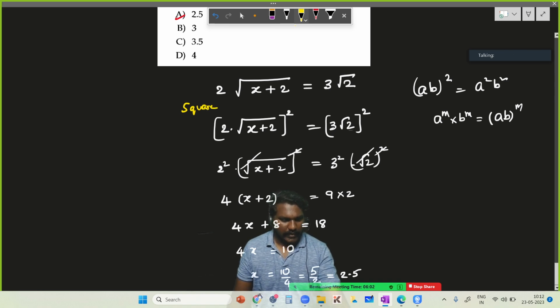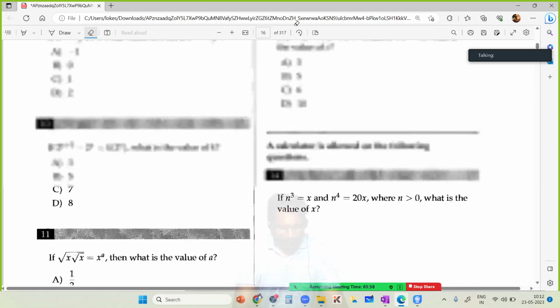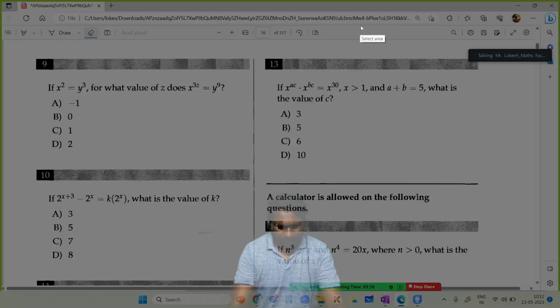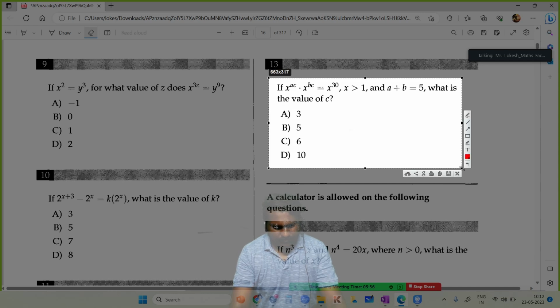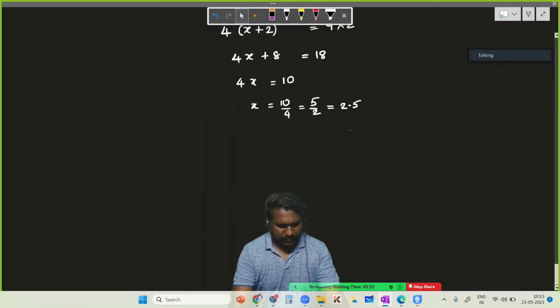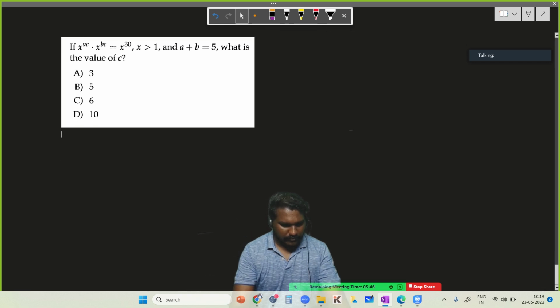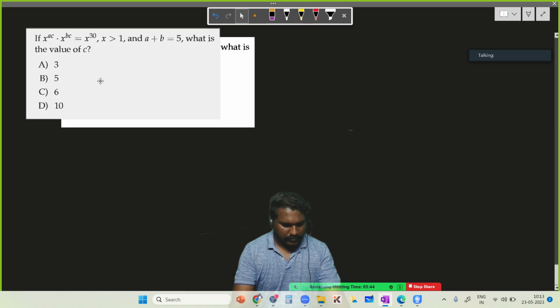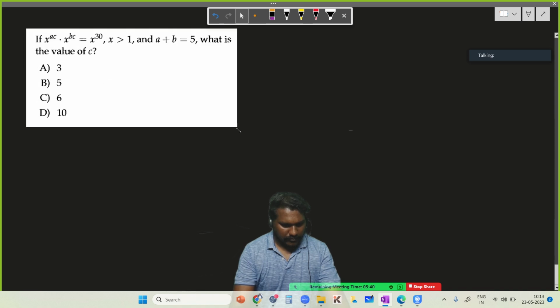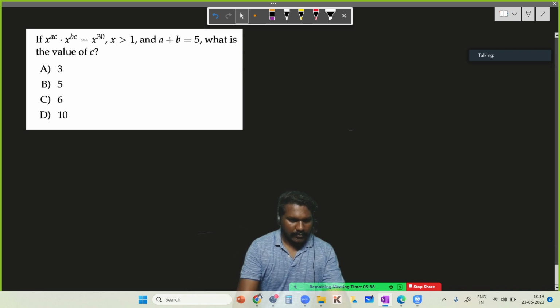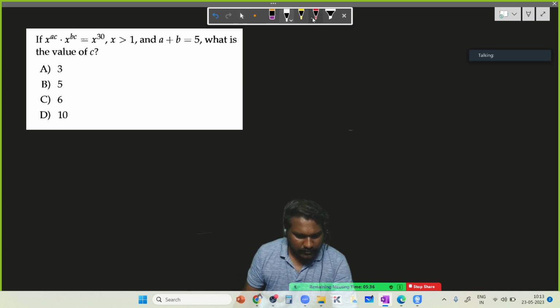Right. Moving on to 13th question. X power AC times x power BC is equal to x power 30, and x is greater than 1. And if a plus b is equal to 5, then what is the value of C?